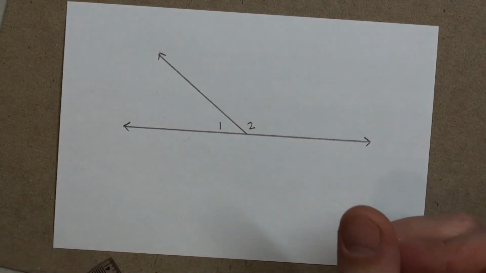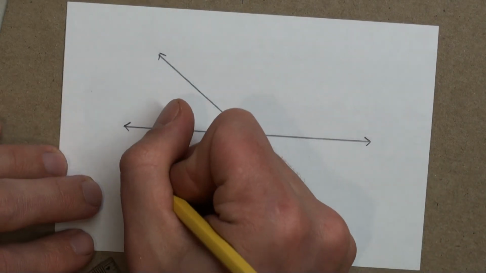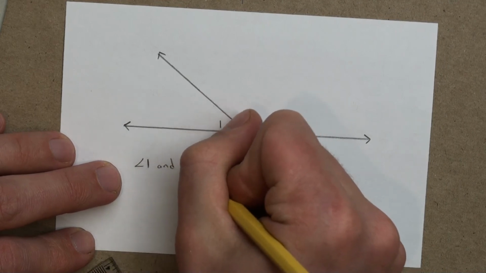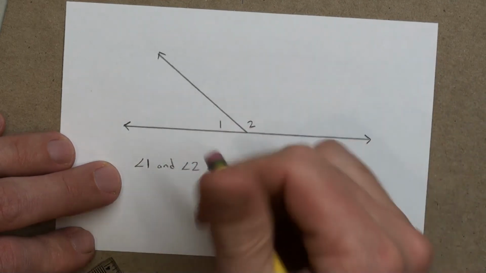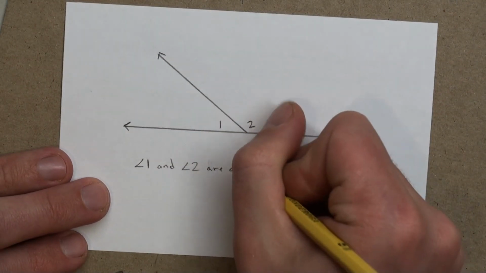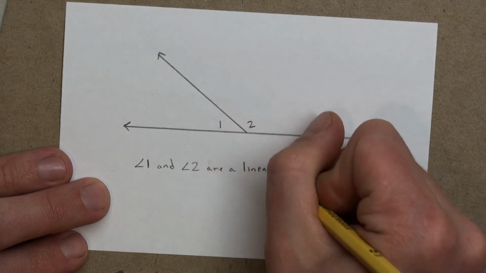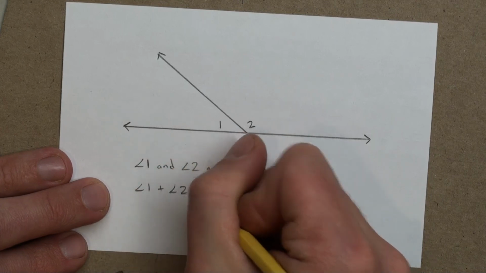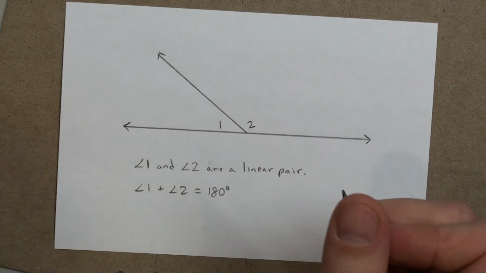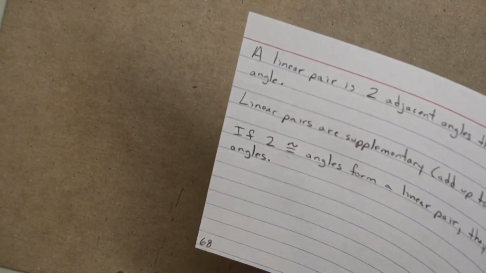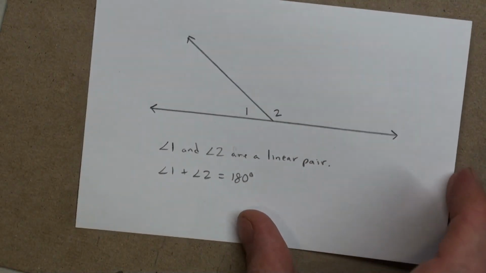So what we can say is here, angle 1 and angle 2 are a linear pair, and angle 1 plus angle 2 equals 180 degrees. And that's good enough. And that was card 68.